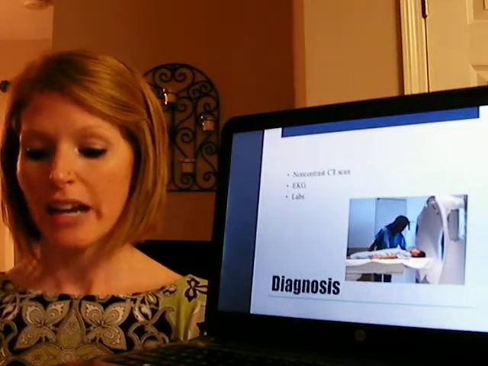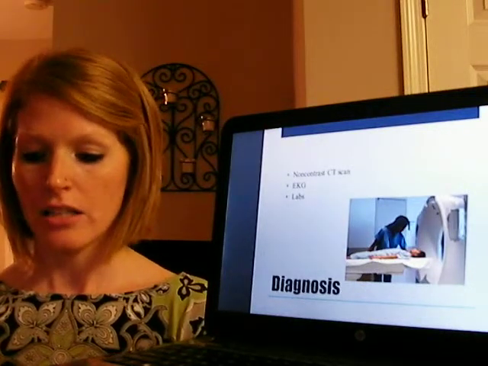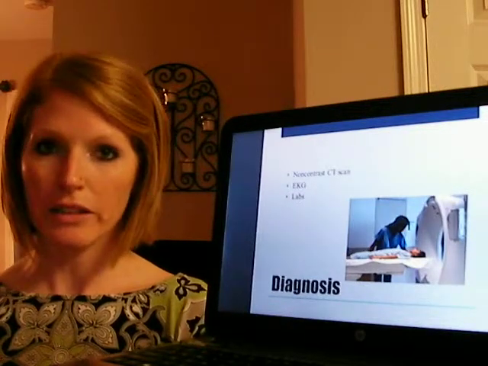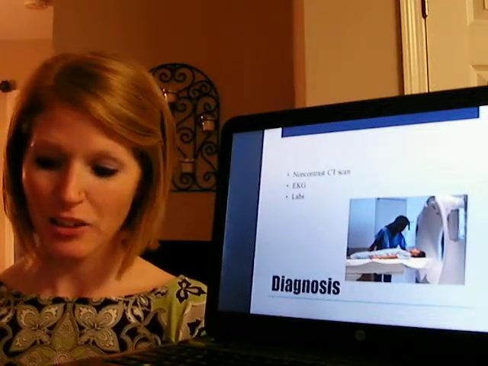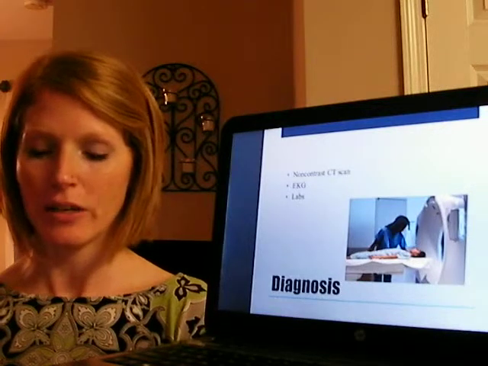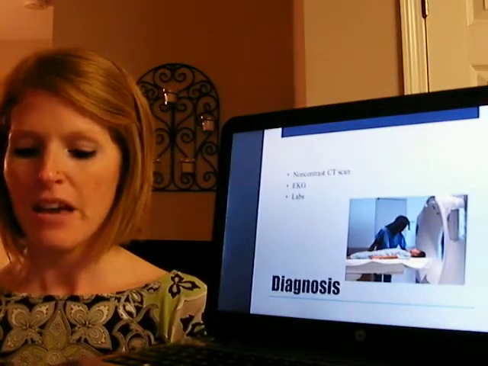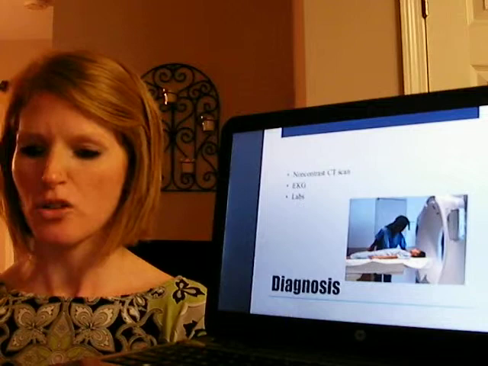So also with diagnosis, we're going to do an EKG. This is required because there is such a correlation between cerebrovascular disease and cardiovascular disease. So we're just going to check the heart out. And also we're going to do some lab work, which we won't go into right now.